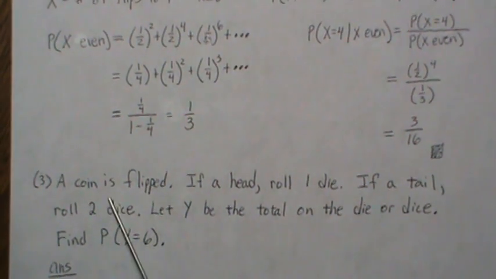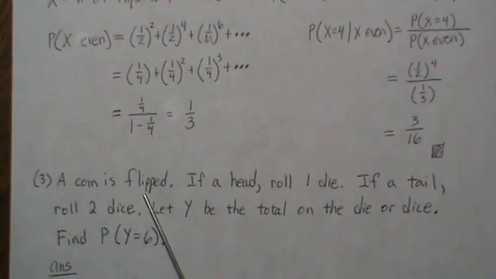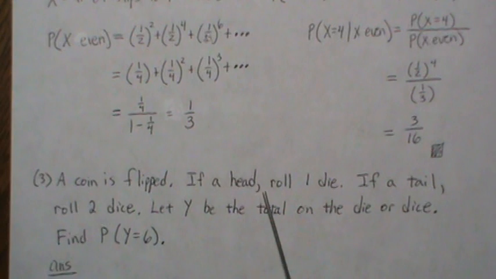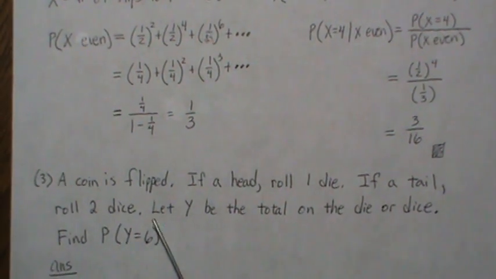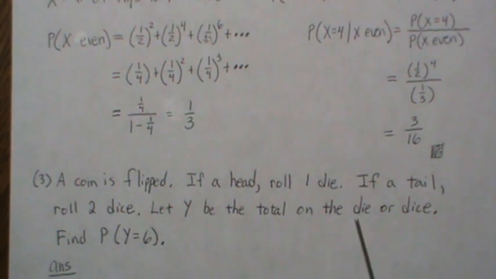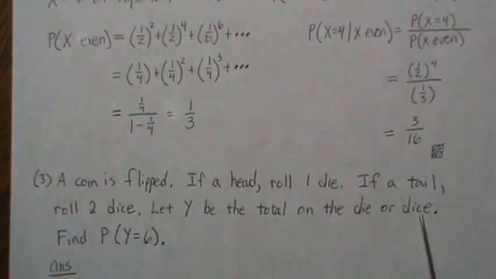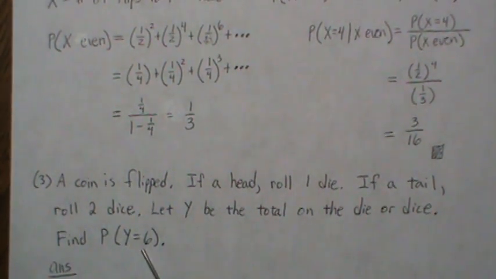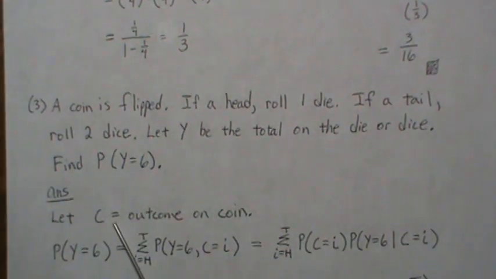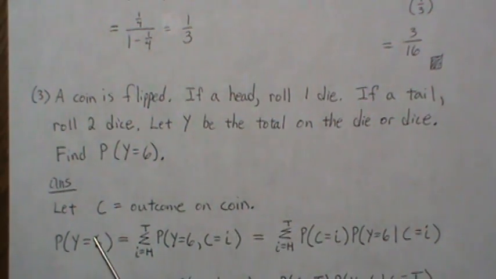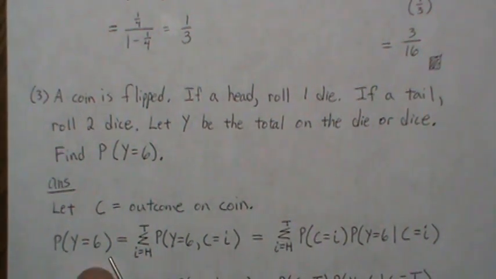So here, and the last problem: a coin is flipped. If it's a head, roll 1 die. If it's a tail, roll 2 dice. Let Y be the total on the die or the dice. Find the probability that Y is equal to 6. So here, if we let I equal the outcome on the coin, we want to find the probability that Y is 6.